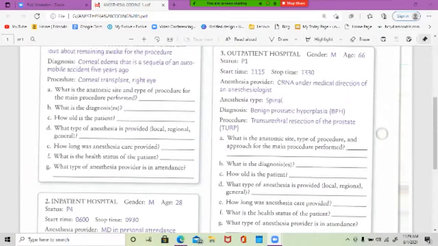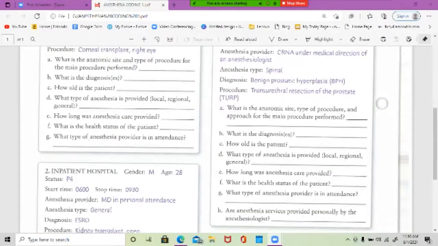Okay, what is the anatomic site, type of procedure, and approach for the main procedure performed? The prostate. Yes, it's the prostate, and what was the approach? A resection, transurethral resection. Yes, that approach. So I want you to look at TURP, transurethral resection of the prostate. That is an acronym that you're going to see regularly. I would suggest just making a note of it.